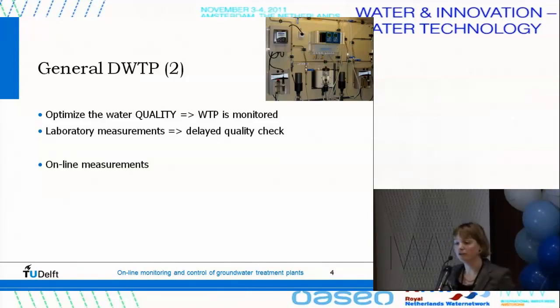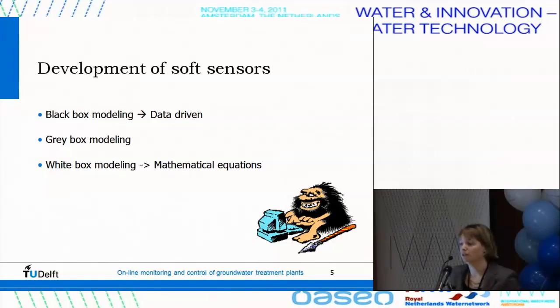Another option is to use online measurements. But of course it's not very feasible to equip your whole treatment plant with a lot of online monitors because that's a very costly activity. So what are the means to be able to get more information about your water quality and to be able to control your treatment plant on this? Well, one of the things we think is a very good systematic is the development of soft sensors.